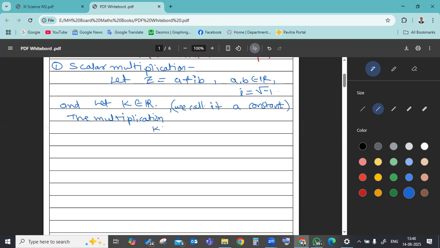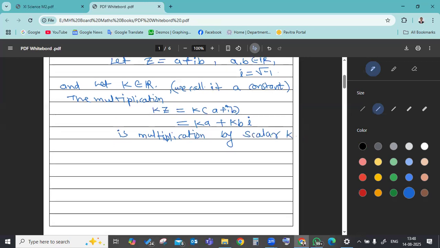Now, the multiplication KZ, that is K multiplied by A plus iB, results in Ka plus Kb into i. This is called scalar multiplication, multiplication by scalar K. Hence it is called scalar multiplication. Let's study in detail with the help of examples.